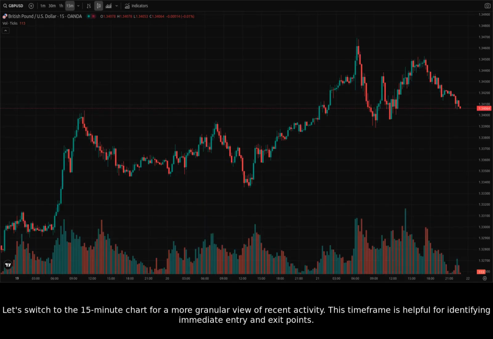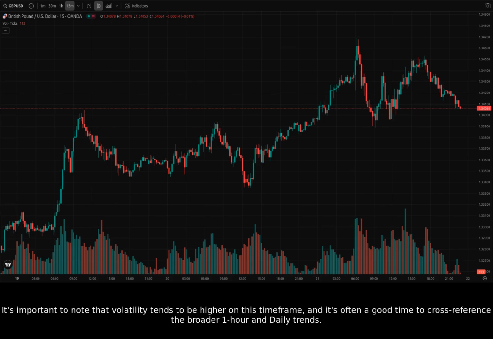Let's switch to the 15-minute chart for a more granular view of recent activity. This time frame is helpful for identifying immediate entry and exit points. It's important to note that volatility tends to be higher on this time frame, and it's often a good time to cross-reference the broader 1-hour and daily trends.